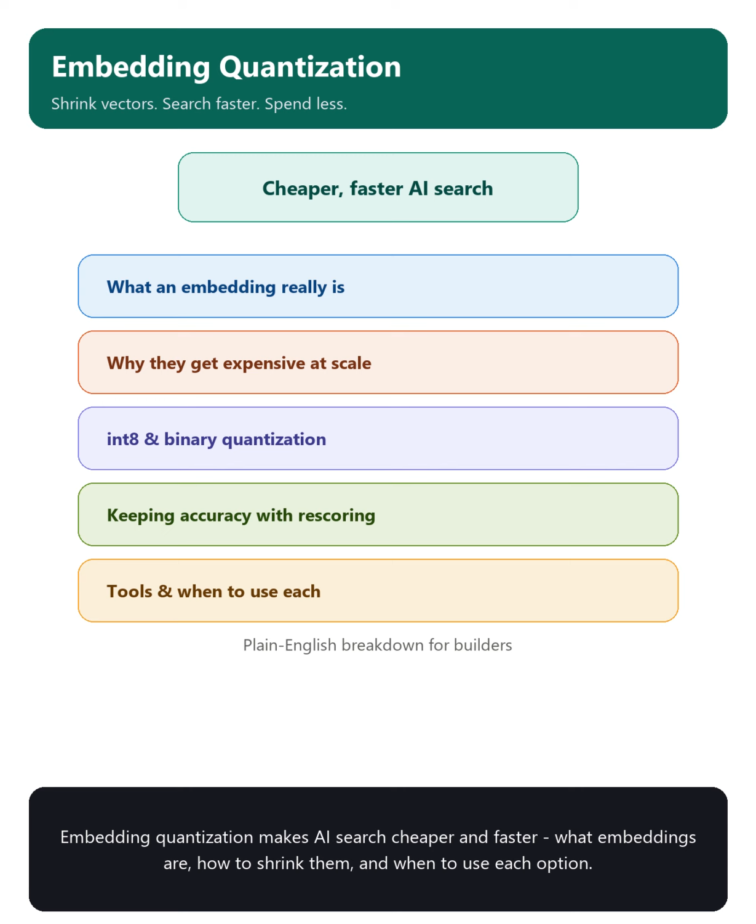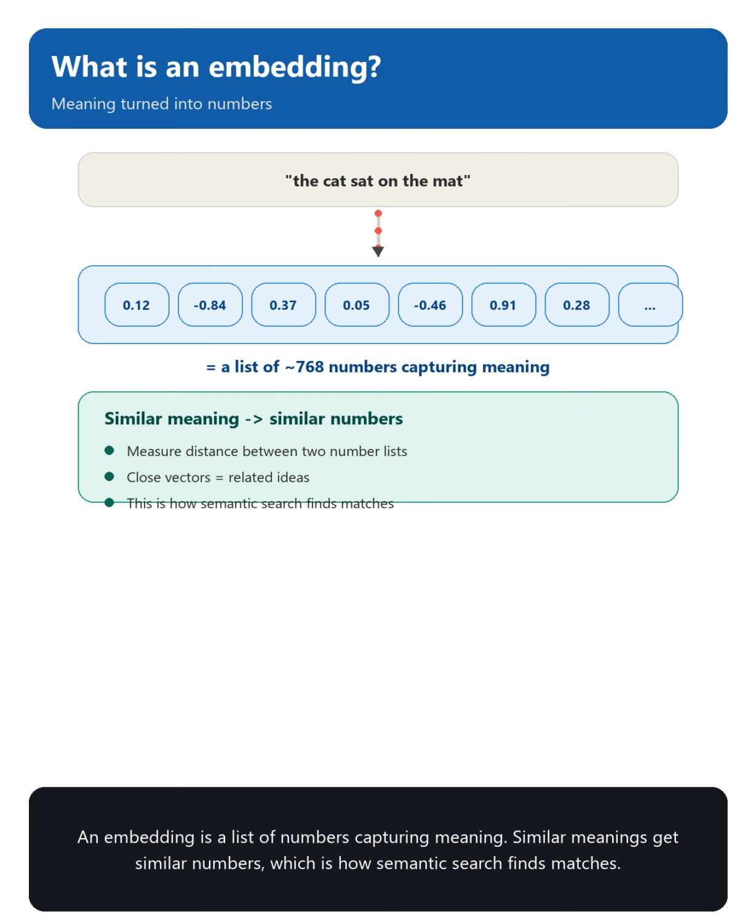Welcome. Today we are talking about embedding quantization, one of the most practical tricks for making AI search cheaper and faster. If you work with vector databases, semantic search, or retrieval augmented generation, this is for you. Here is our plan. First, a quick refresher on what an embedding is. Then the real problem they create at scale. Then how quantization shrinks them down, the two main types, how we keep accuracy high, and the tools that do it for you. Let us start with the basics.